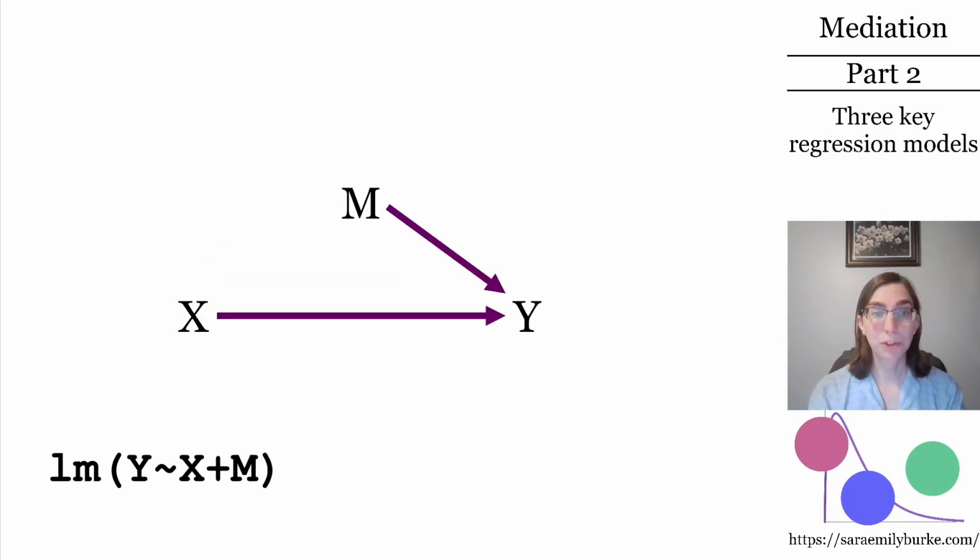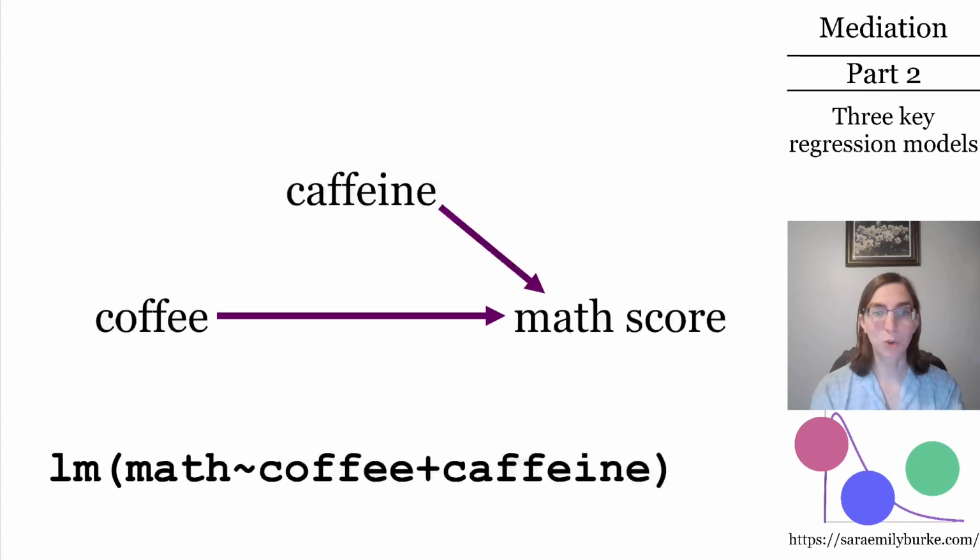Third, you'll fit a regression model with the manipulated variable and the mediator, additively predicting the theorized outcome. This model has two predictors, which you'll get by using the plus sign to separate the two variable names in R. This is the most difficult model to understand, but the basic point is to show that caffeine in the bloodstream is correlated with math test performance within the conditions of the experimental manipulation.